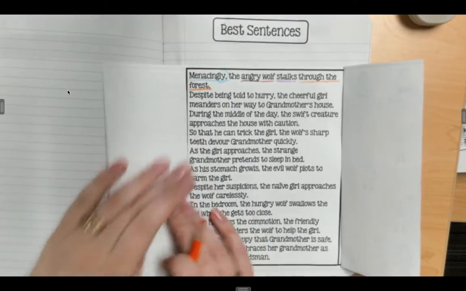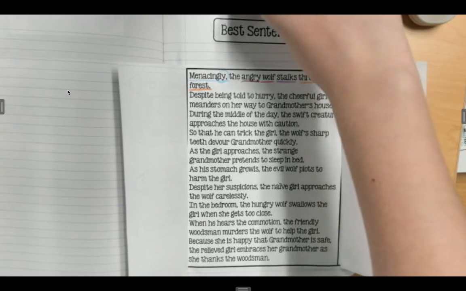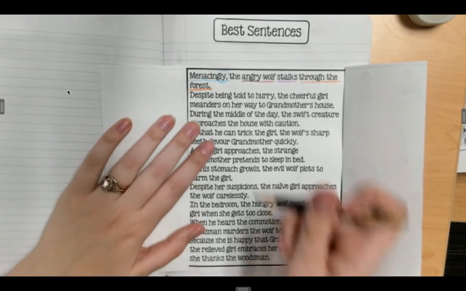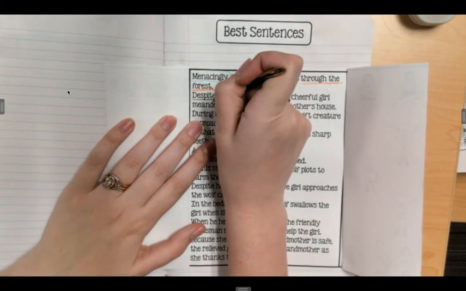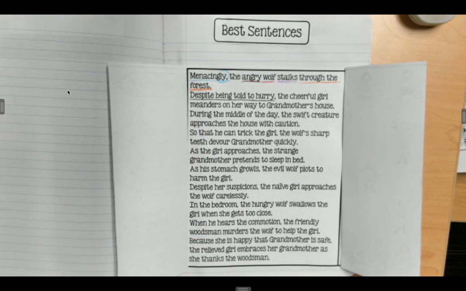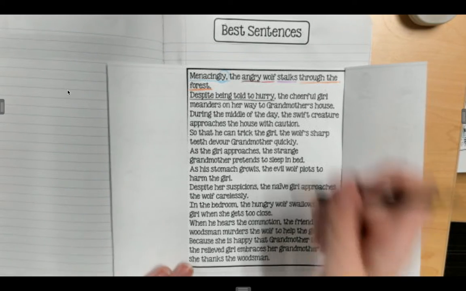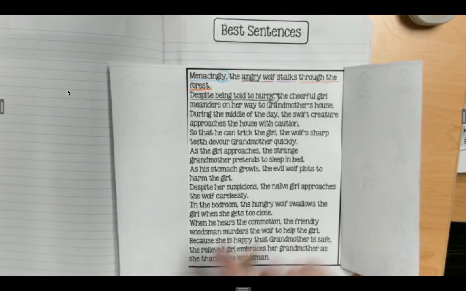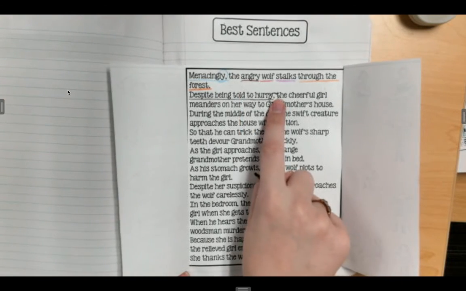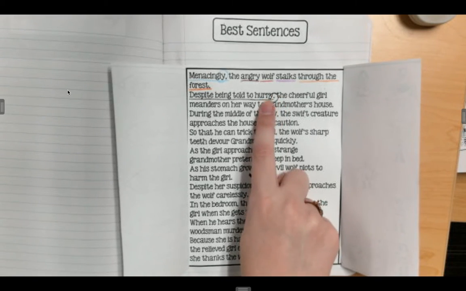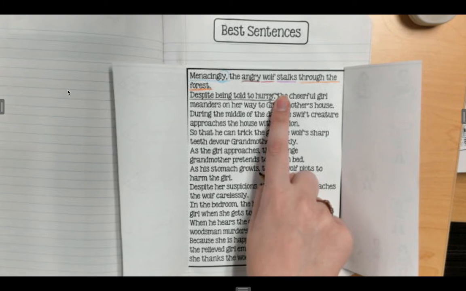Two pages back. So the next sentence says, despite being told to hurry, the cheerful girl meanders on her way to grandmother's house. So despite is one of our doubt words. We will underline despite being told to hurry. Now, Mrs. Spaulding, where do we stop underlining? How do we know? So if you look closely, we have a comma right here at the end of all of these first action parts. Once the comma occurs, that is the end of our first action part.